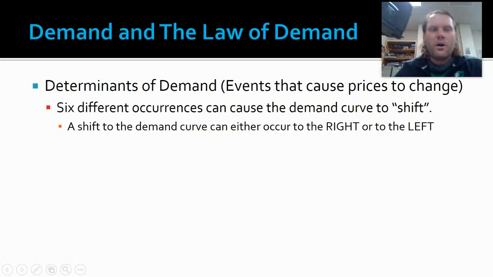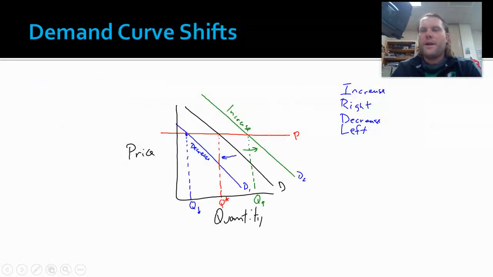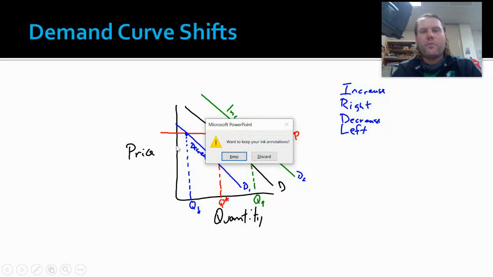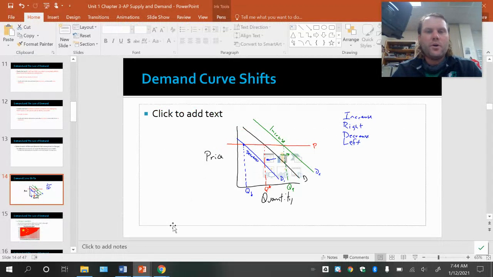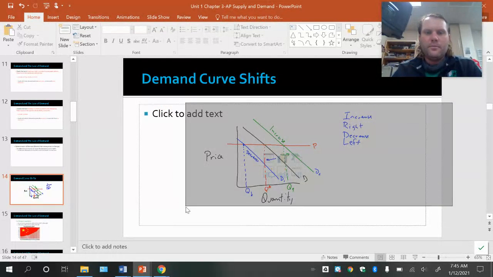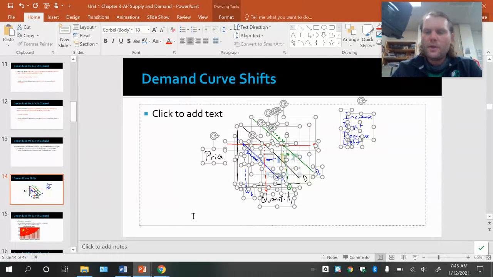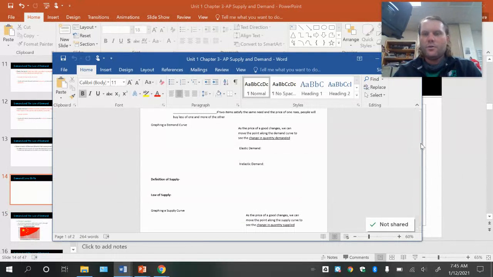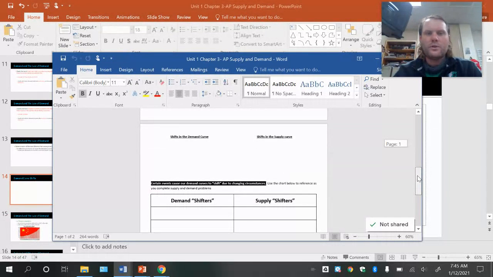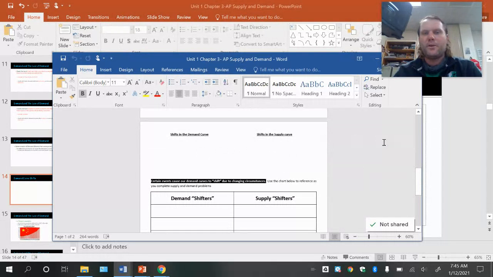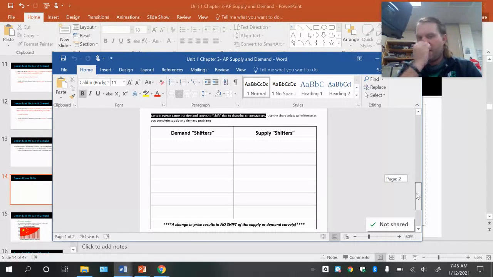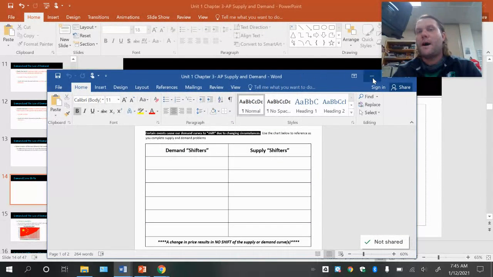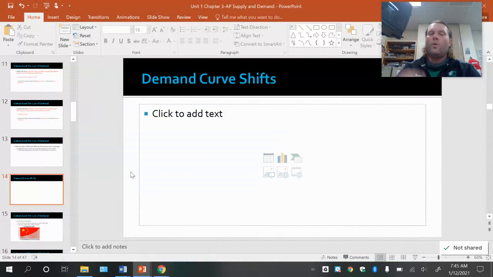Now we have some things that are going to cause our demand curve to shift. Go to the back side of those notes, and we're skipping over supply. We're going to the shifts in the demand curve, and you've got a quick little table down there that we're going to fill out. We're going to talk about what causes our demand to change, which really means we change our mind, or changes what we are willing and able to purchase.